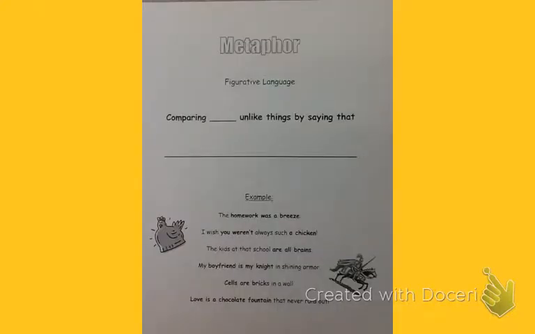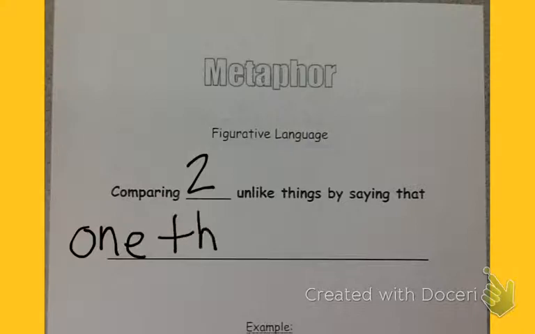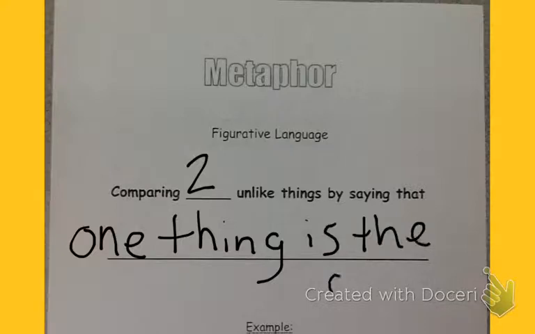Metaphors. Metaphors are hard. This is probably the hardest type of figurative language that we'll talk about. With a metaphor, you are comparing two unlike things by saying that one thing is the other thing. Keyword here is. Okay?